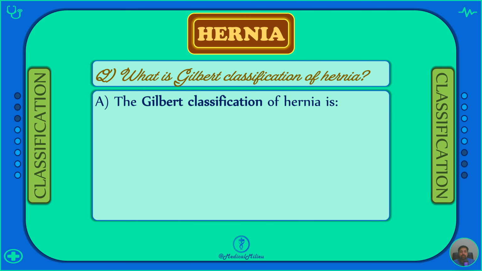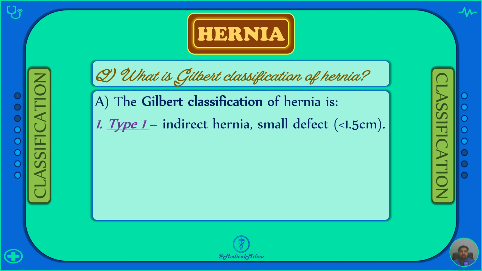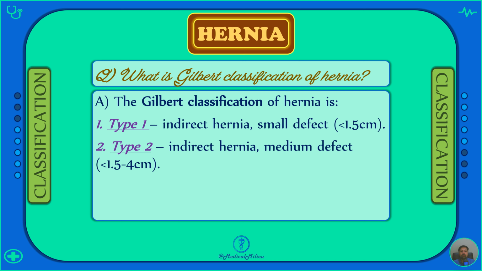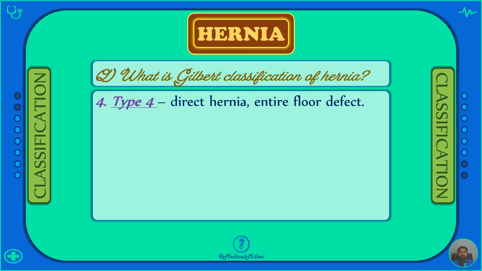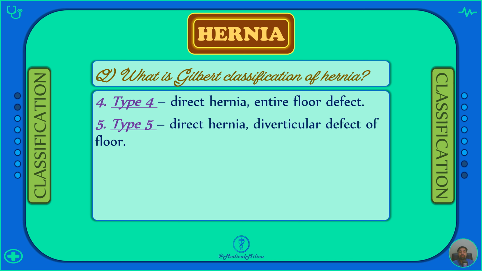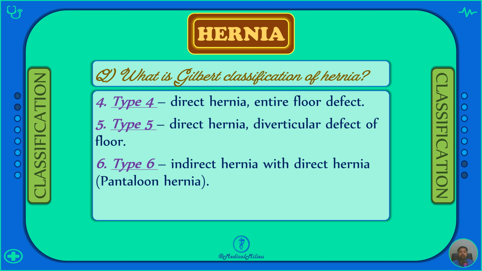The Gilbert classification of hernia is type 1 indirect hernia with a small defect of size less than 1.5 cm, type 2 indirect hernia with medium defect of size 1.5 to 4 cm, type 3 indirect hernia with a large defect of more than 4 cm, type 4 is direct hernia in which there is an entire floor defect, type 5 direct hernia with diverticular defect of the floor, type 6 is indirect hernia with a direct hernia which is also called as pantaloon hernia, and type 7 is femoral hernia.